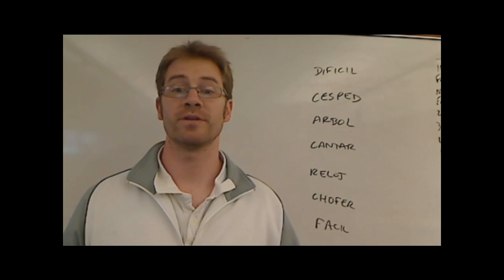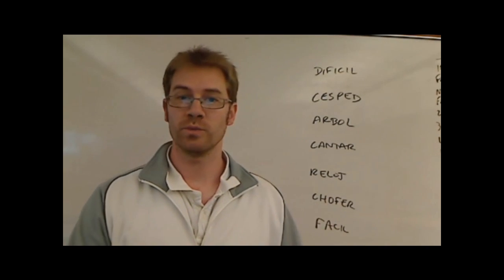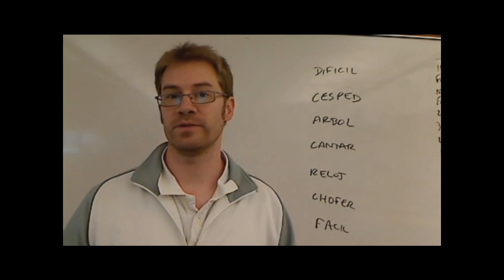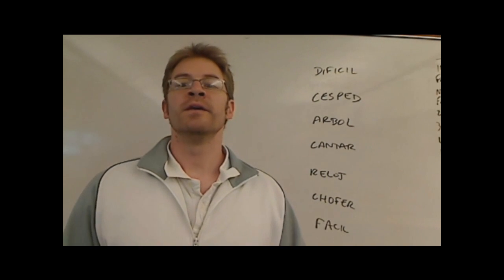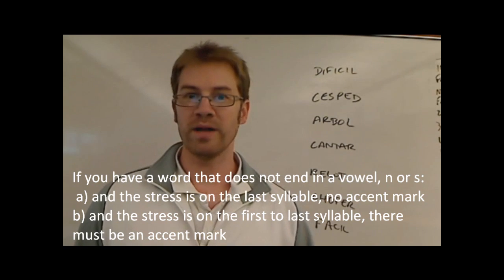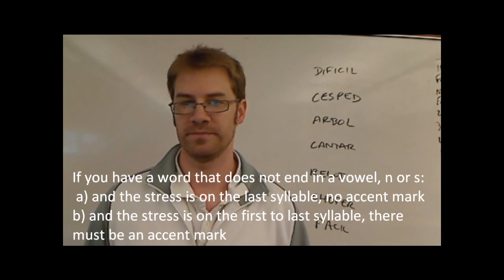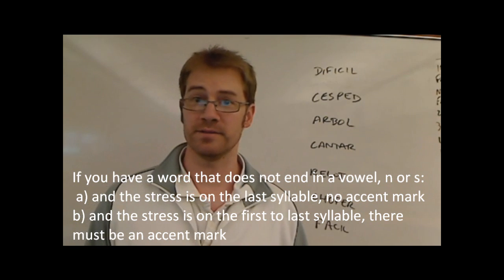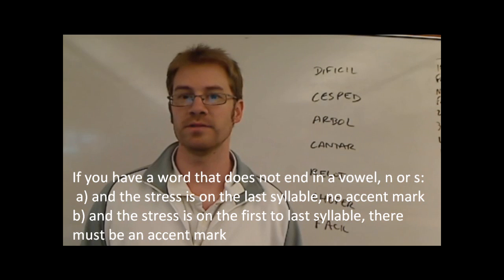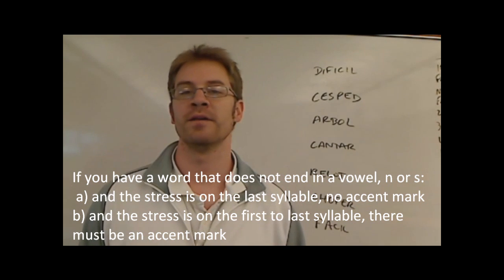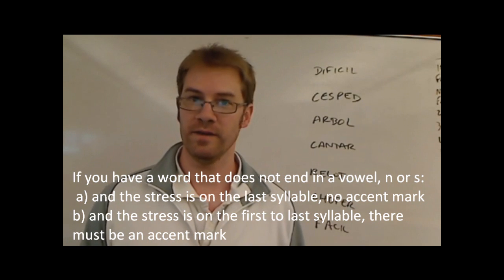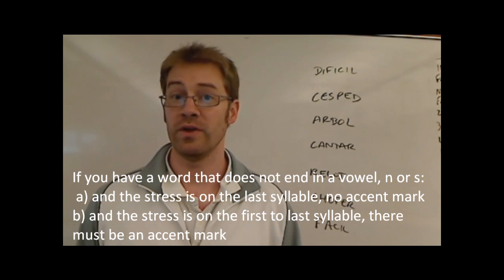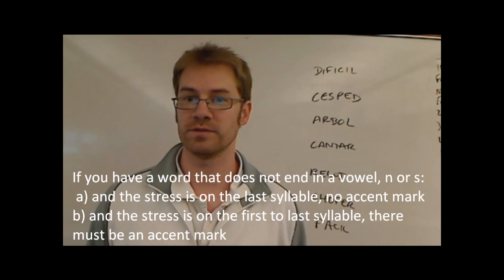Here comes some more. Okay, so here comes the third part, if you want to call it that. So we looked at words that end in vowel, N, or S. Now we're going to look at words that end in anything except for a vowel, N, or S. If you have a word that ends in anything but a vowel, N, or S, and the stress of the word is on the very last syllable, there's not going to be a written accent mark. If the word ends in anything but a vowel, N, or S, and the stress is on the first to last syllable, there is going to be a written accent mark on that first to last syllable.